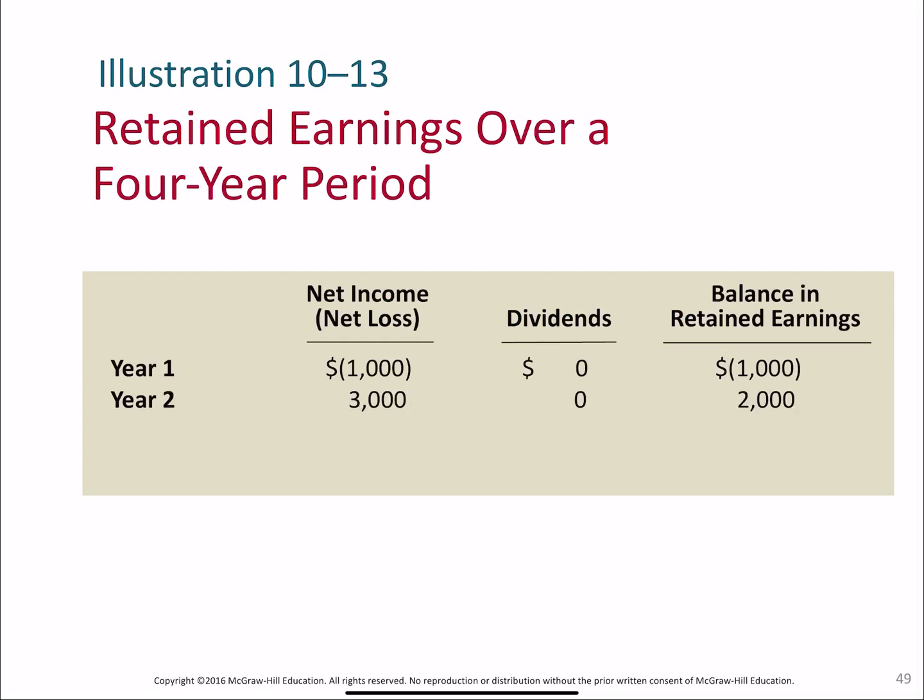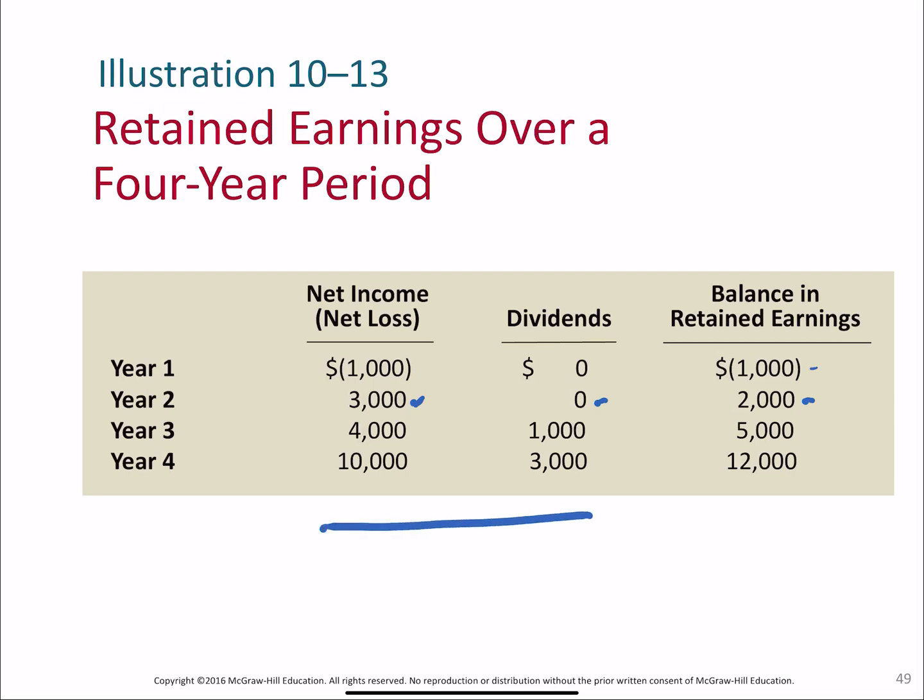So let's look at retained earnings over 4 years, right? Year 1, the company loses money, it's negative. Year 2, they earned $3,000. They paid no dividends. Now the balance is $2,000. Now, this should look familiar to you because retained earnings is a balance sheet account. And so it's constantly updated. It doesn't reset every year like the income statement.